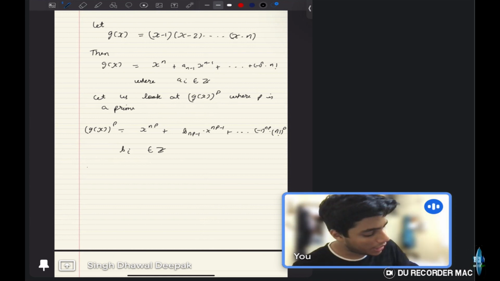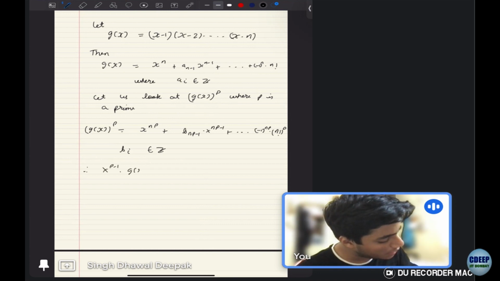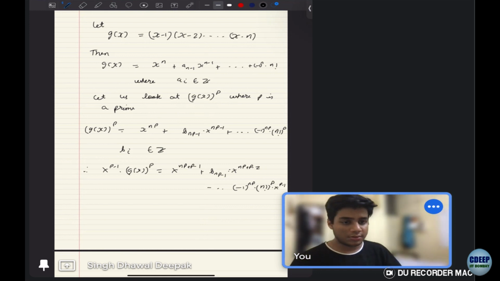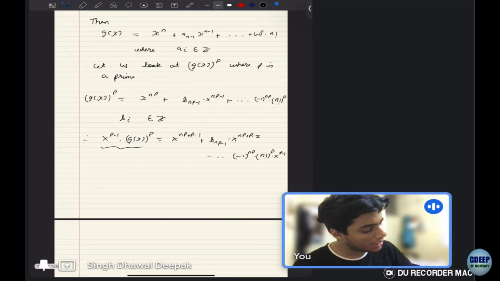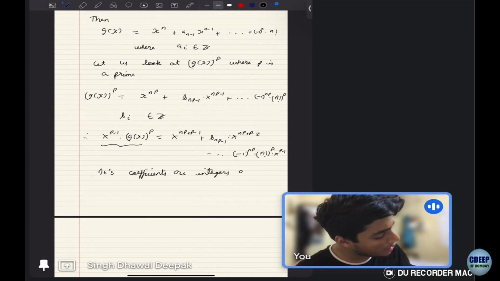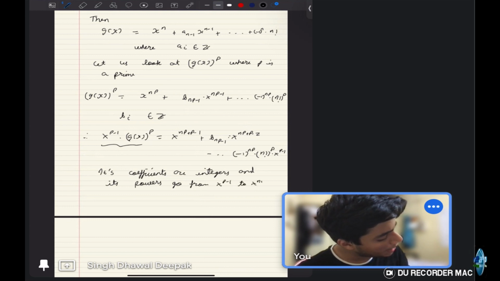So now let us look at x raised to p minus 1 times g(x) raised to p, right? This polynomial will be x raised to np plus p minus 1, plus b_{np-1} times x raised to np plus p minus 2, all the way up to minus 1 raised to np into n factorial raised to p times x raised to p minus 1. If you look at this polynomial, you can see that its coefficients are integers, and its powers go from x raised to p minus 1 to x raised to np plus p minus 1.